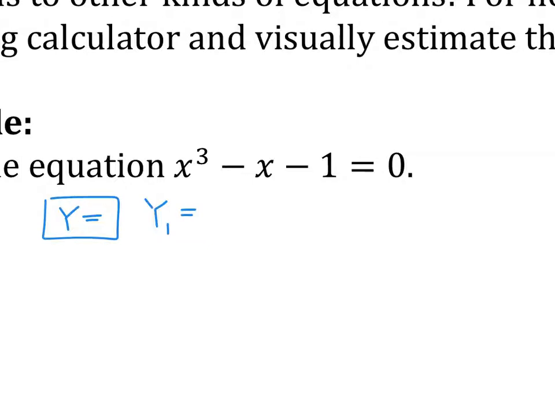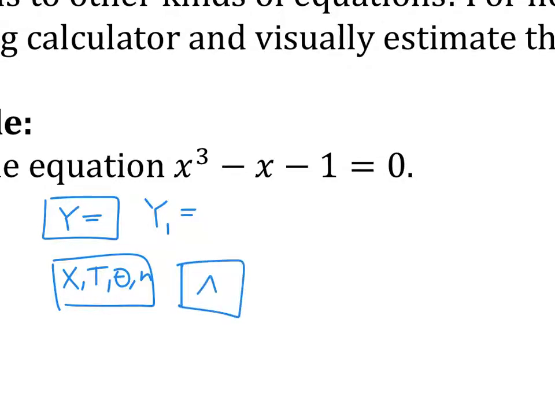All your variables are stuck in this button. It says x, t, theta, n. That's your variable button. Then type in x cubed. Cubed is this button, the caret. If you press that button, it will create an exponent, and then you type in 3, so x cubed. The new calculators will just say x cubed. Then scroll over to the right so you're not in the exponent position anymore, and then minus x minus 1.